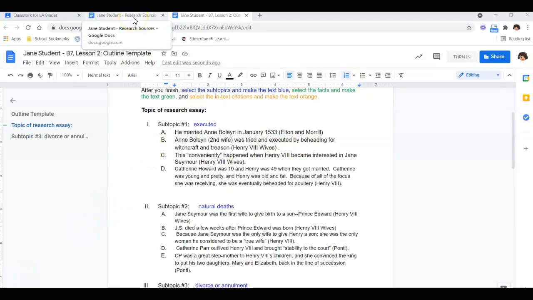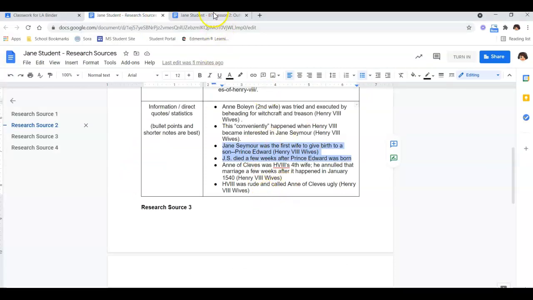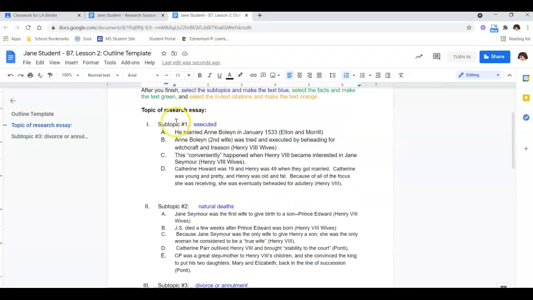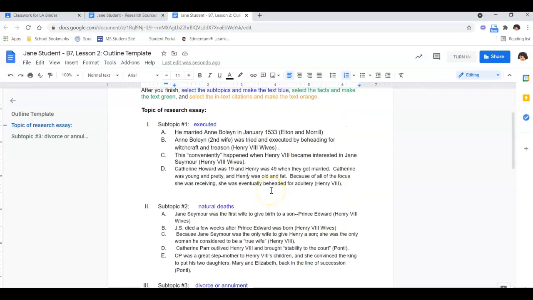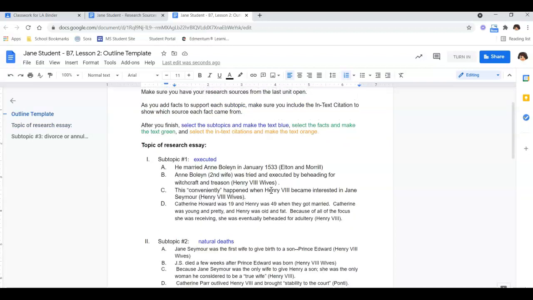So I've gone through all of my notes. I've pulled out all the information, and I've organized it by subtopic. So you can see here it's mixed in. We have some information from Elton and Morrill. We have Henry VIII's wives. We have Henry VIII. So the information is all mixed up because it's not organized by source anymore. It's organized by topic. And we're going to do one last step that may seem a little kind of extra right now, but it will actually help you when you're writing your paper.